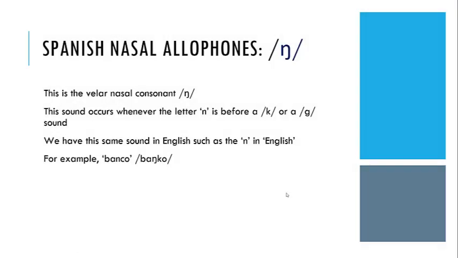Finally, we will talk about the velar nasal consonant. This occurs wherever there is an N in front of a K or a G. We have the same sound in English, such as the N in English. For example, this sound occurs in the word banco. Instead of pronouncing it as banco, it is farther back in your mouth and is pronounced as banco. I think this one is easier for English speakers since we have this one in English and it is pretty common.